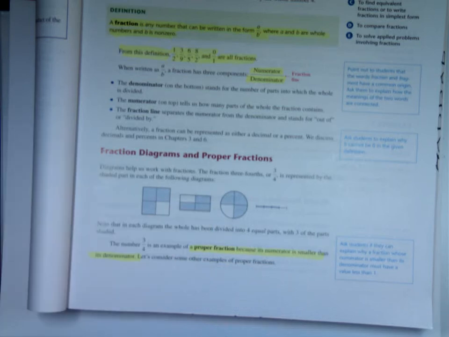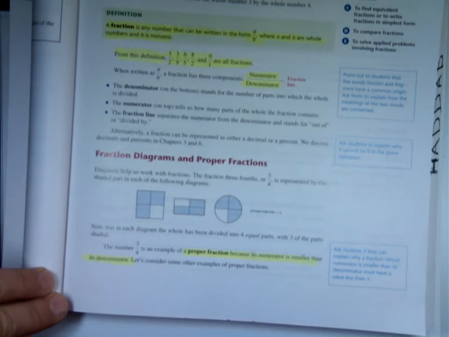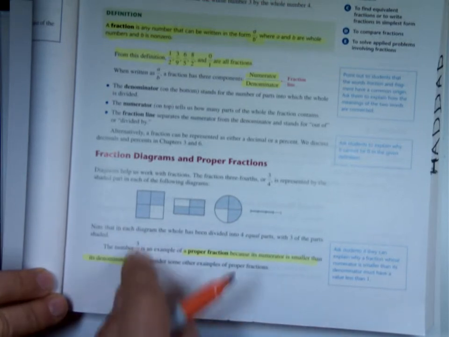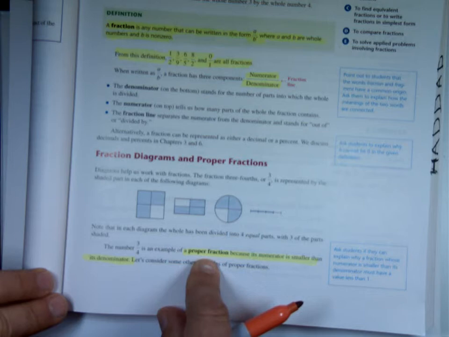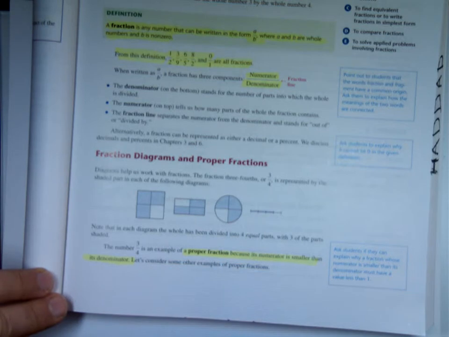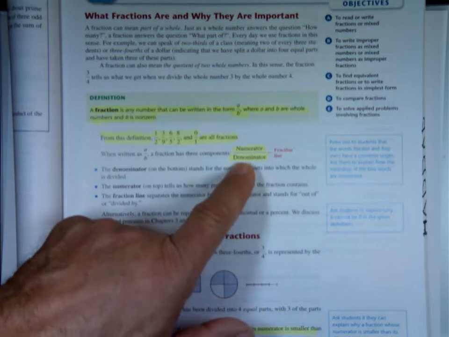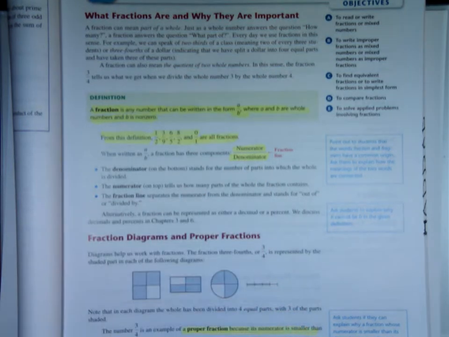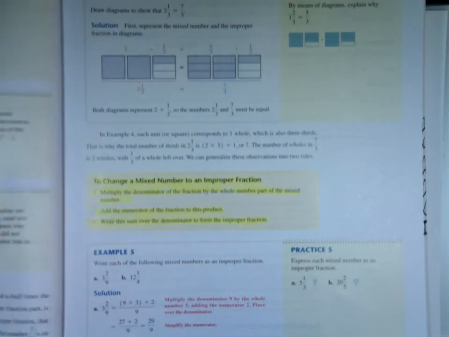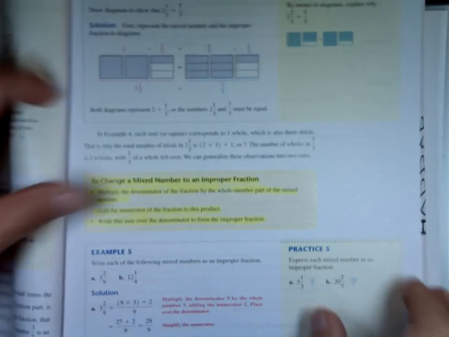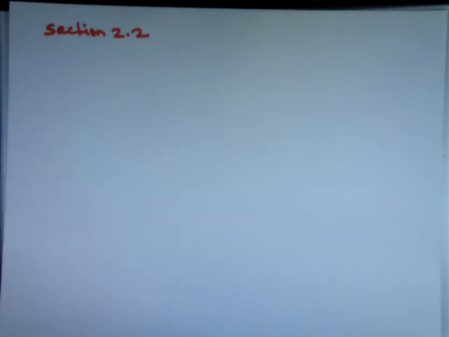When the top is lower than the bottom, 3/4, that's called proper fraction. The top is smaller than the bottom. If the top is larger than the bottom, it's called improper fraction. The top is always referred to as the numerator, and the bottom is always referred to as the denominator. I can't make them bigger, but I'm going to go back and start writing now.